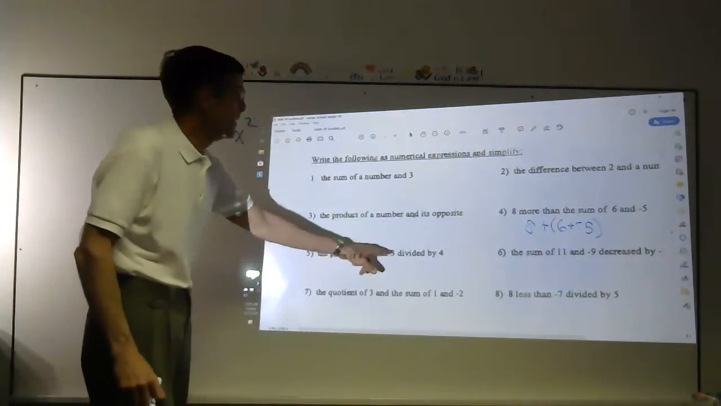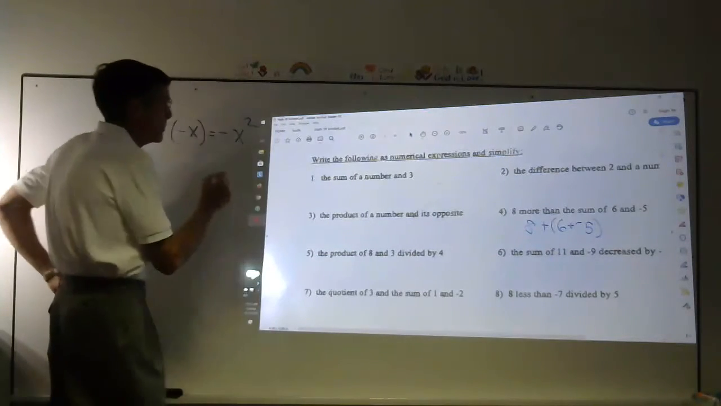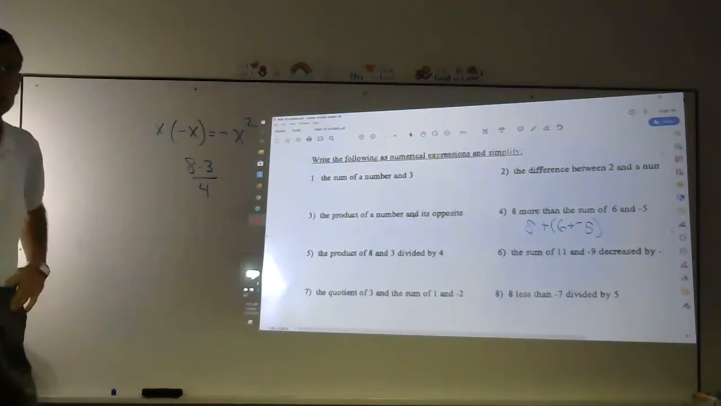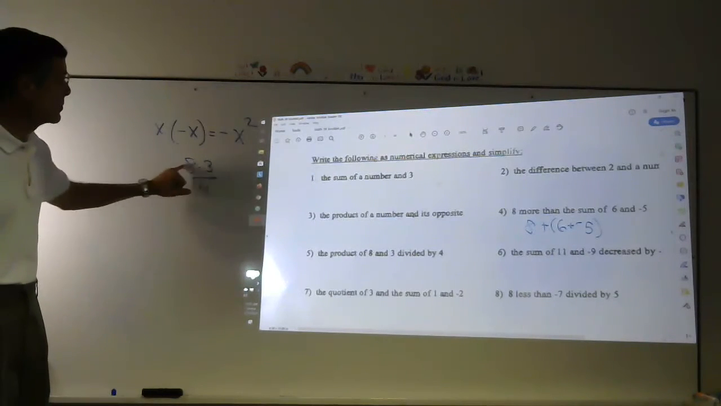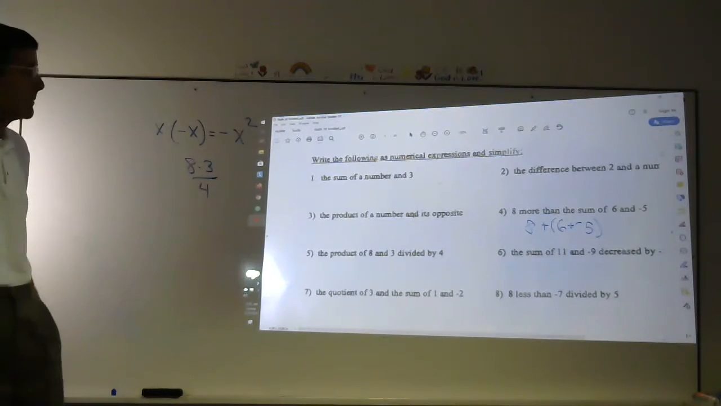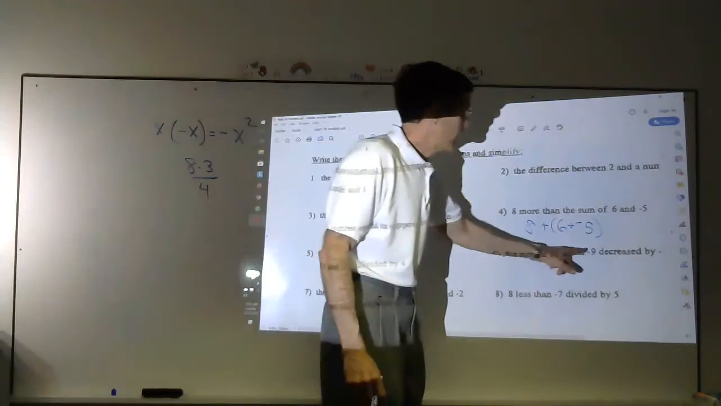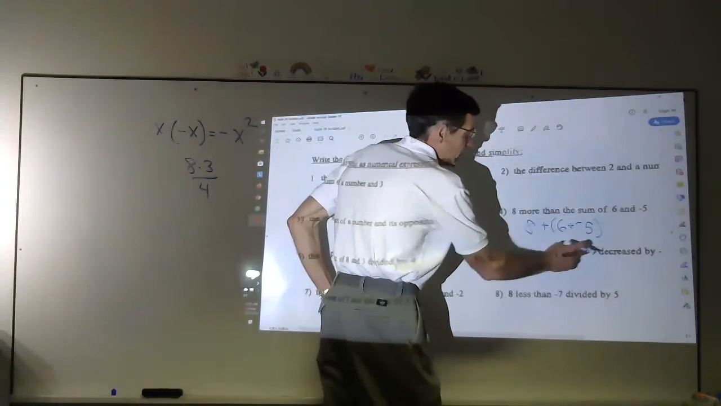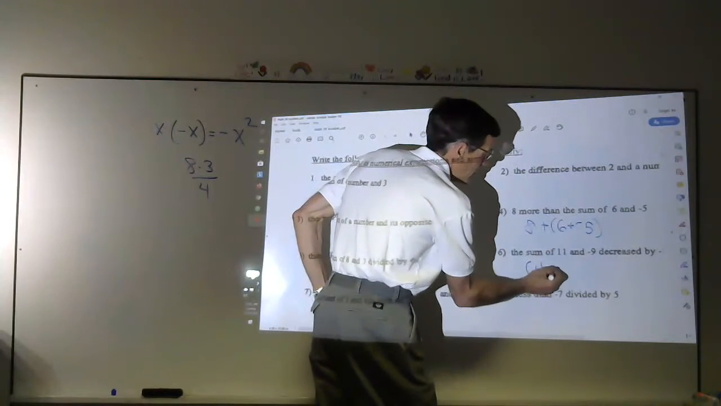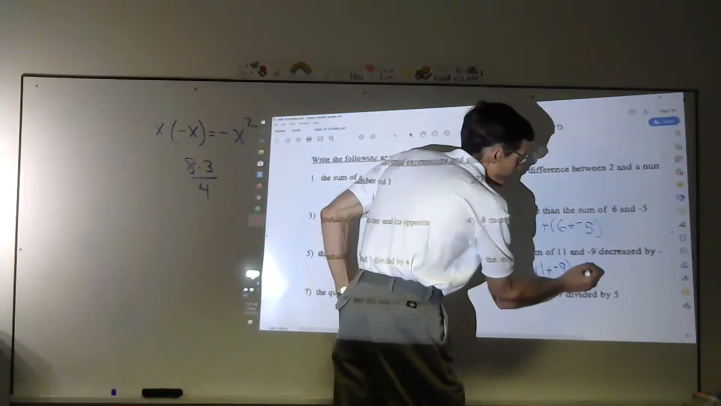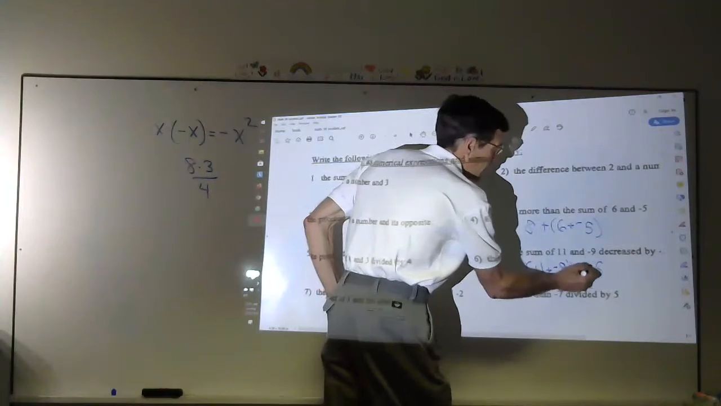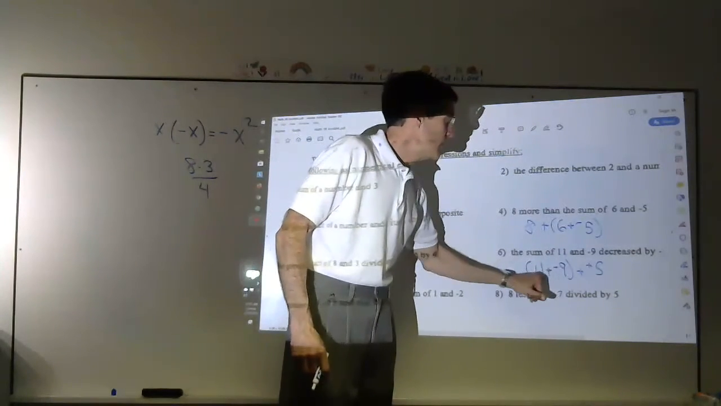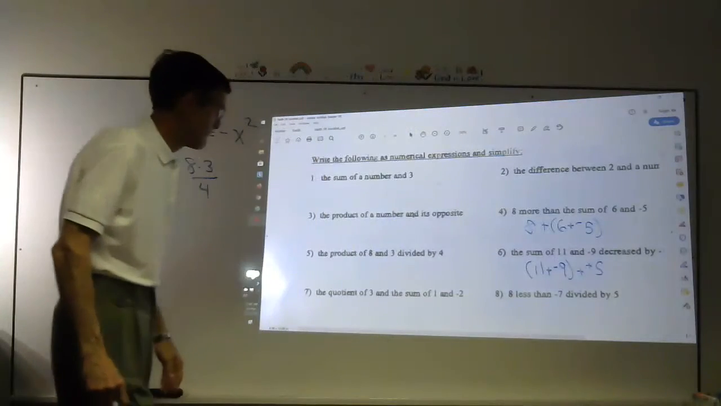The product of 8 and 3 divided by 4. Product means multiply: 8 times 3 divided by 4. Then you can get the answer, which is 24 divided by 4, which is 6. The sum of 11 and negative 9, decreased by negative 5. 11 and negative 9, you want the sum of that. 11 plus negative 9 decreased by negative 5. Kill those two negatives. So you have a positive 2 here. 2 plus 5 is 7.